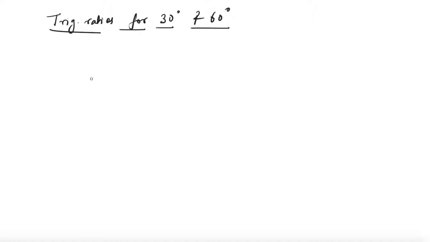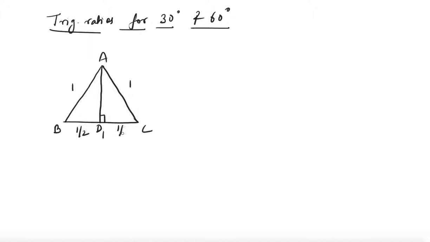Taking advantage of this, consider an equilateral triangle of side of unit length. Say this is 1 unit, this is 1 unit, and this is 1 unit. Let us name the triangle ABC. In an equilateral triangle, the height acts as the median as well as the altitude. So let us draw the height. This altitude divides the base into two equal parts. I'll say this point is D, so this will become half and this will become half.